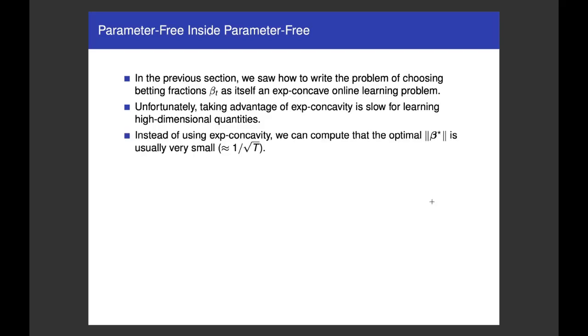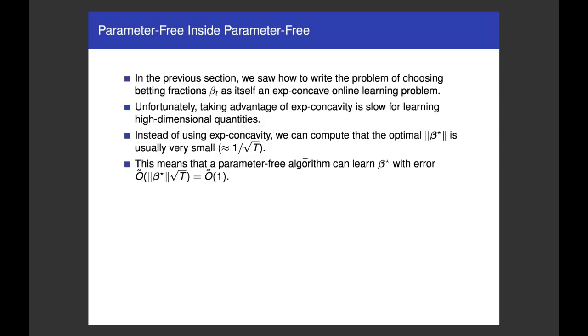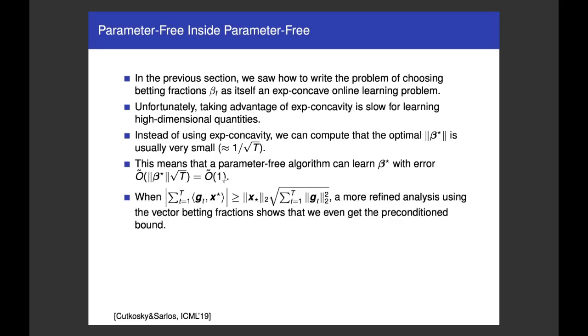Instead, we're going to just sort of forget about the x-concavity, and we'll remember that the optimal beta star is usually very small. We can just compute it in many settings and see that actually it's going to be small. In fact, it'll usually be 1 on root t in size. And that means that if we just used a parameter-free algorithm to learn beta star, its regret would be beta star times root t, which is just 1. So that means we actually learn the optimal beta star quite fast. And if we do the more refined analysis, we can show that, especially when this condition holds, we'll actually be able to learn beta star even faster in some sense, and so we get the preconditioned regret bound.